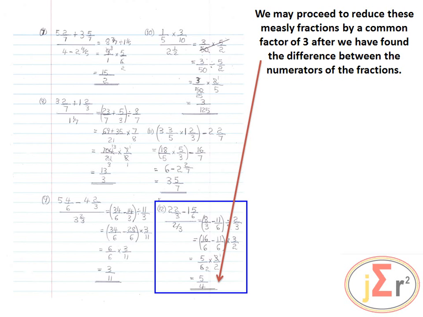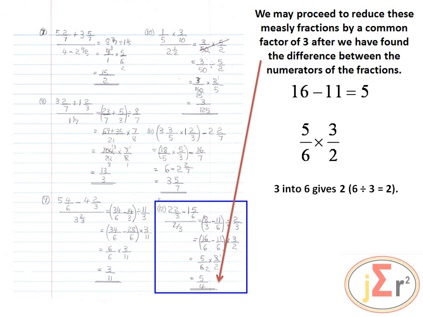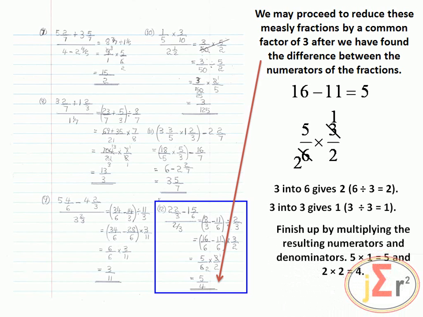The difference between 16 and 11, because they have the same denominator, is 5. So we put 5 over 6, and we proceed to reduce by a common factor of 3. 3 into 6 is 2, and 3 into 3 is 1. So what do we know? Finish up by multiplying the resulting numerators and denominators. So 5 ones 5 and 2 twos 4. That's all there is to it.